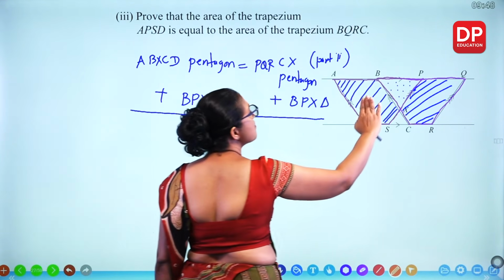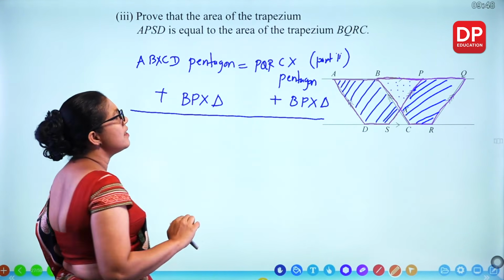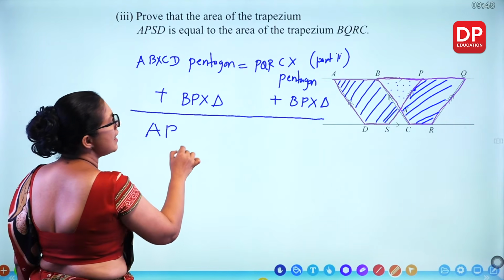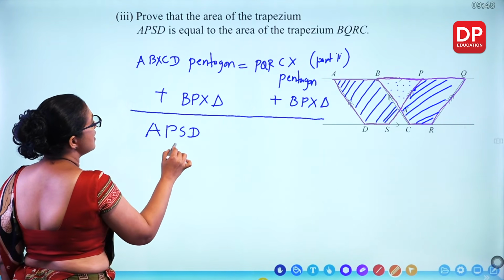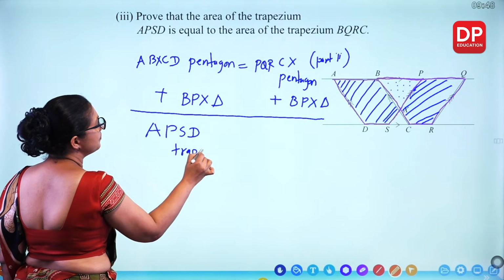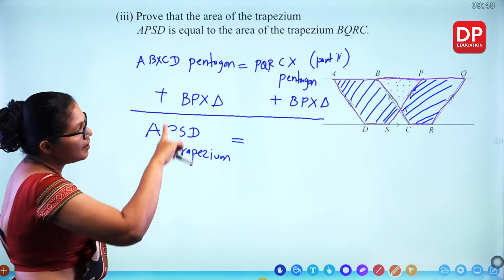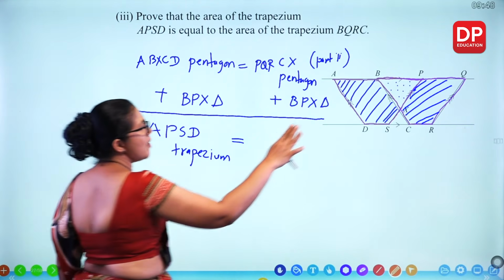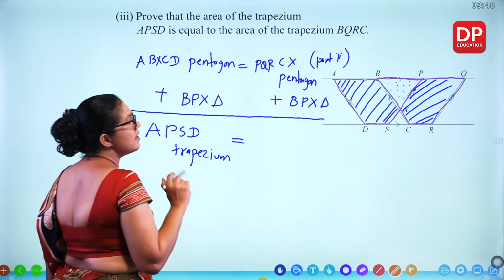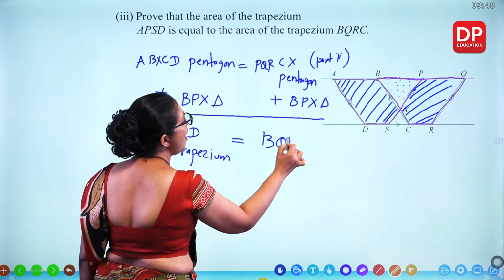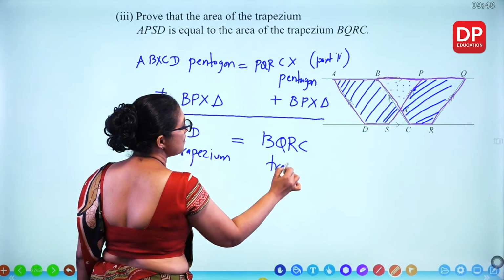So what do I get? When I add this part plus this part, I get the trapezium. The trapezium is APSD. This trapezium should be equal to, then what's the other side? When you add this with this triangle, you are getting the other trapezium, BQRC trapezium.